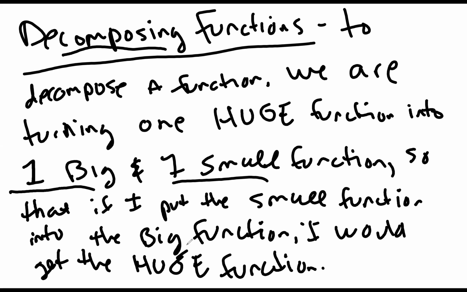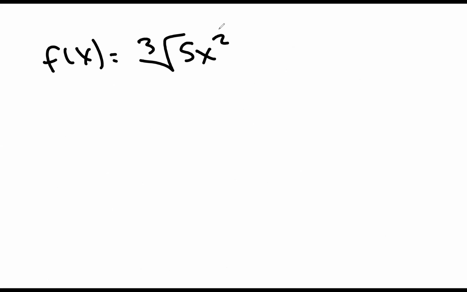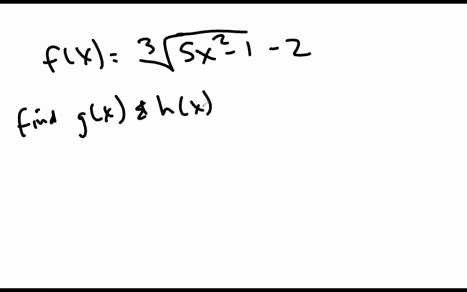All right, so here we go. Let's take a look at what I'm saying so that you can visualize this in your head instead of just a bunch of words. So we're going to say, I'm going to give you this huge function, and it's going to be f of x equals the cube root of 5x squared minus 1, and on the outside, a minus 2. Okay? And so what I'm trying to do is find g of x and h of x, which just means 2 other functions, such that the f of x that I'm given is equal to g of h of x.